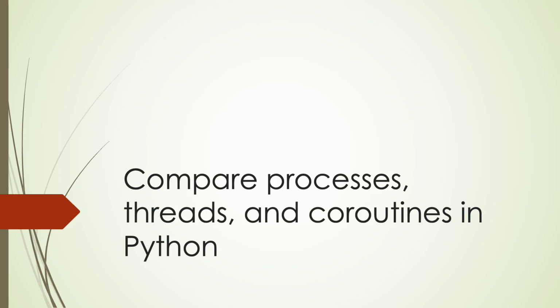In Python, processes, threads, and coroutines are mechanisms to achieve concurrency, enabling programs to handle multiple tasks seemingly at the same time. Each has its unique characteristics, use cases, and performance implications. In this video, we will have a comprehensive comparison to help you understand their differences and when to use each.